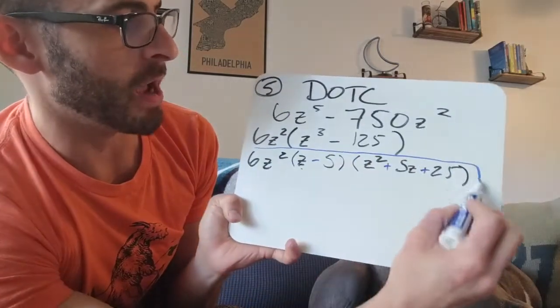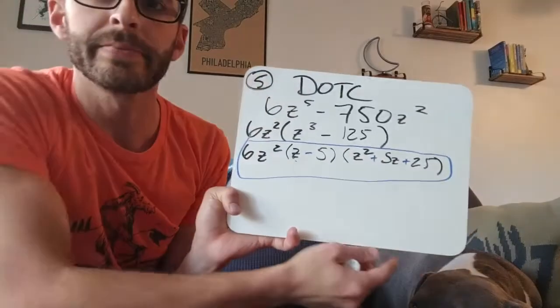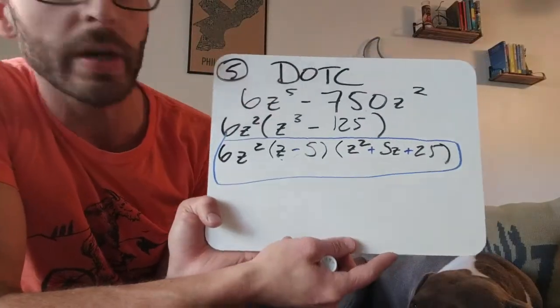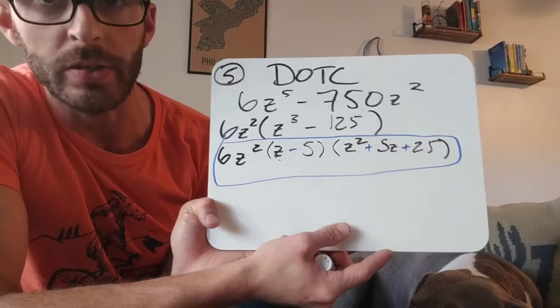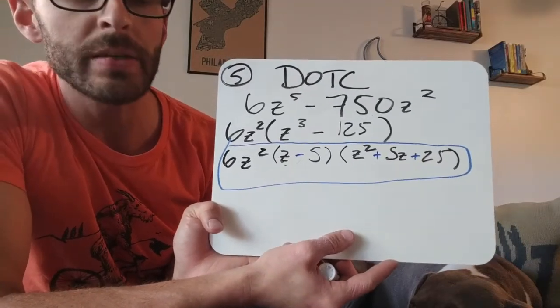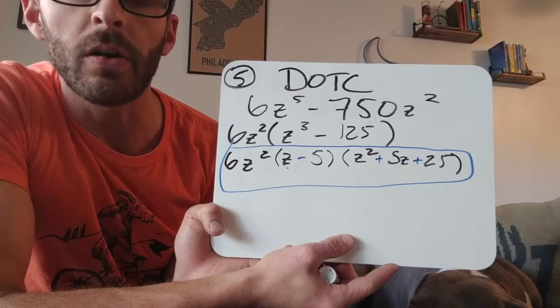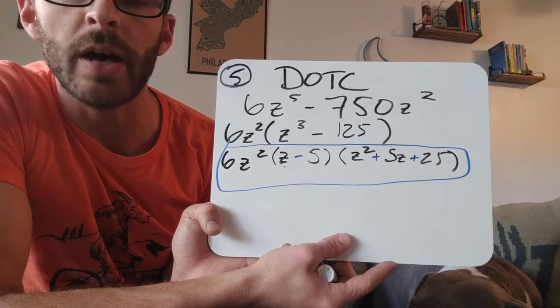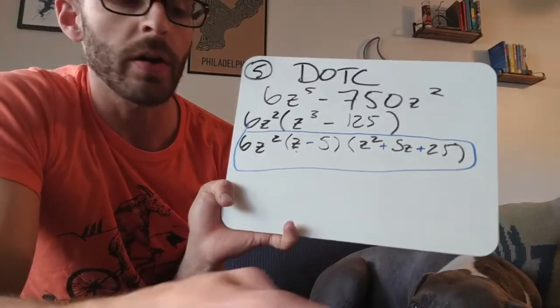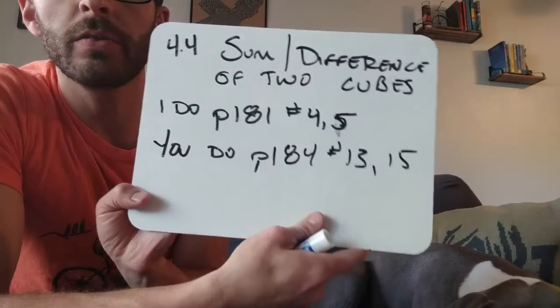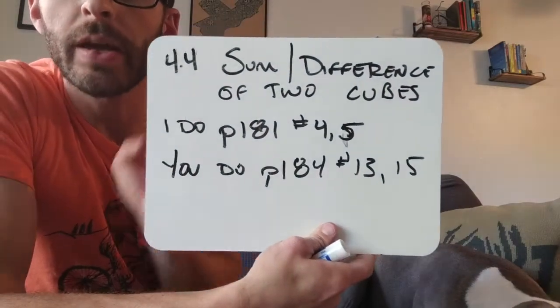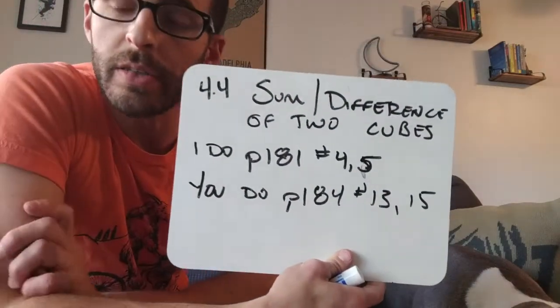And then here is our answer. 6z squared times the quantity z minus 5 times the quantity z squared plus 5z plus 25. Please make sure you go back and you write down all the steps on how to do a SOTCA and a DOTCA. All right, when you're done with the steps, try number 13 and 15 on page 184 and check your work in the back of the book to see if you got the steps right. All right.